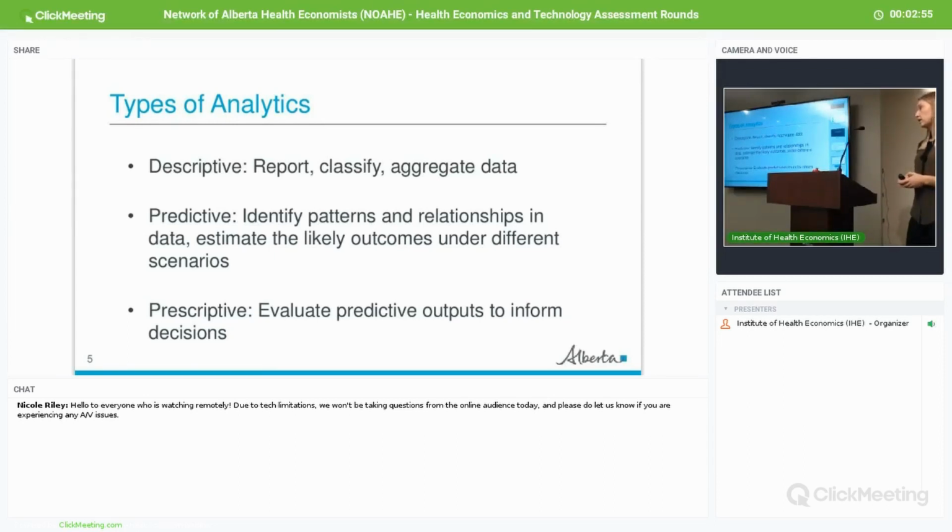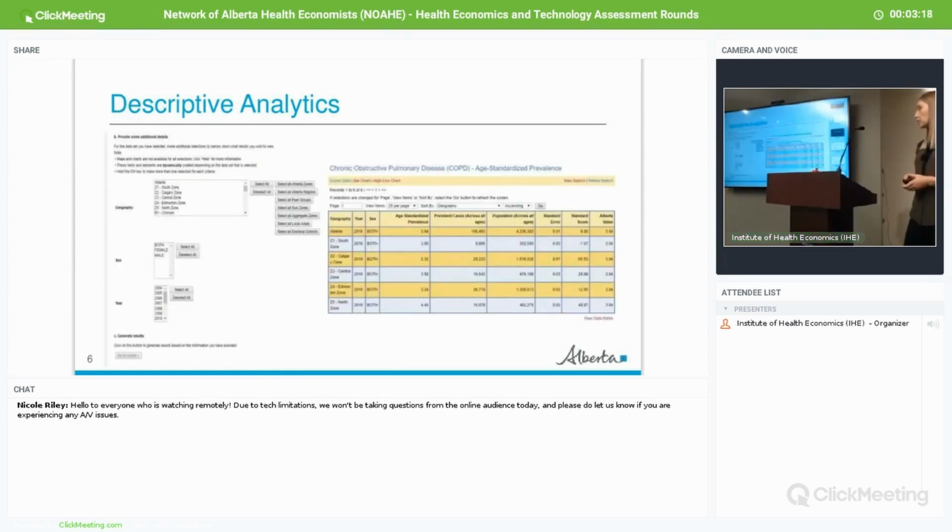Moving into predictive analytics, we're using the same type of data, but instead what we're trying to do is identify patterns and relationships in that data and then extrapolate from those relationships to make predictions about the future. So this might be time series, or this might be predictive modeling. Finally, when we move to prescriptive analytics, we're evaluating those predictive outputs in some way that consolidates those measures to inform a direct decision outcome. So I'm going to go through some examples of each of those 3 and how it comes through in our work at Alberta Health.